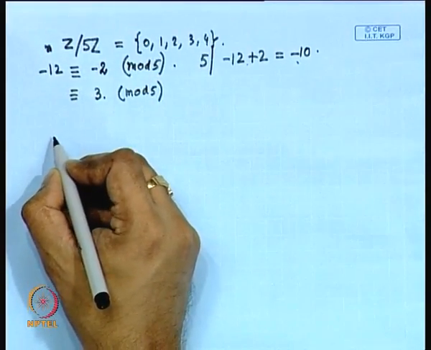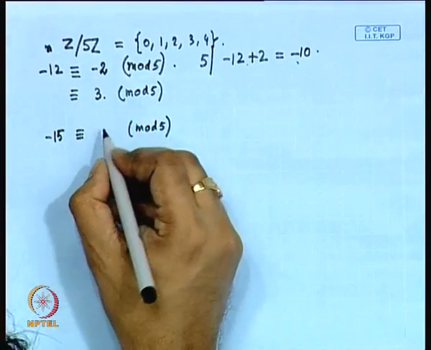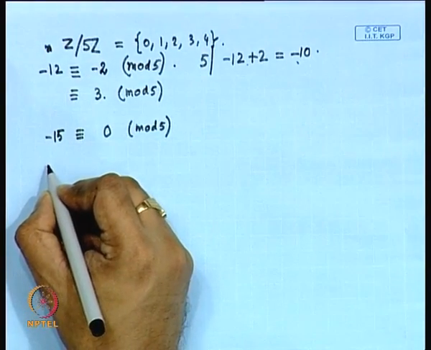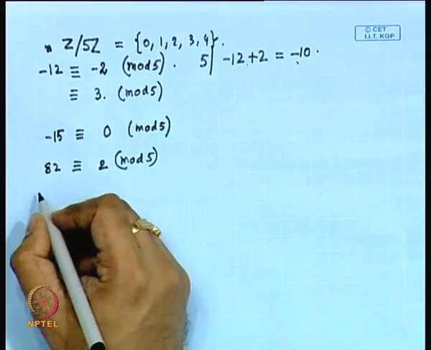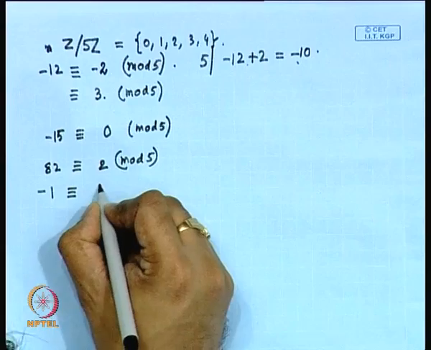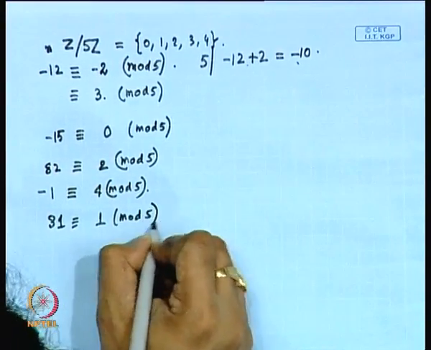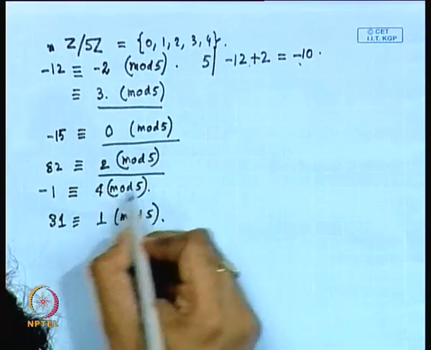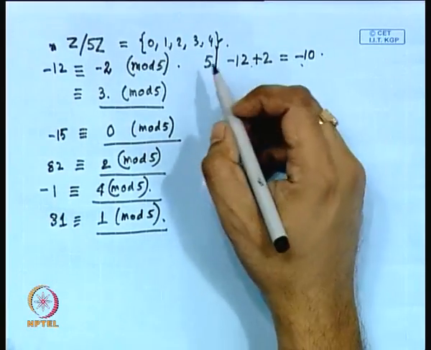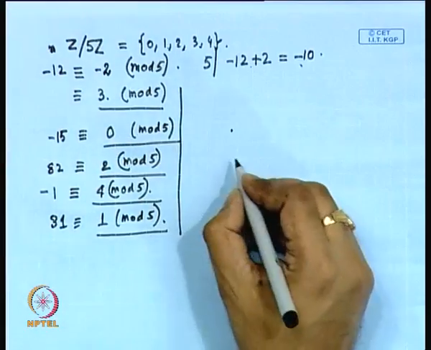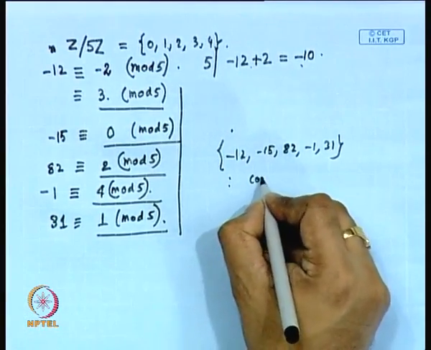What about the next number? The next number in this set was given as minus 15. If you take minus 15 modulo 5, it will be 0. Similarly you can do it for the other ones: 82 will be equal to 2 modulo 5, because 5 will divide 82 minus 2, minus 1 will be congruent to 4 mod 5, and 31 will be congruent to 1 mod 5. So you see that the numbers I obtain after taking modulo 5 are nothing but another order of the numbers 0, 1, 2, 3 and 4. Therefore this set, minus 12, minus 15, 82, minus 1 and 31, is also another example of a complete system.